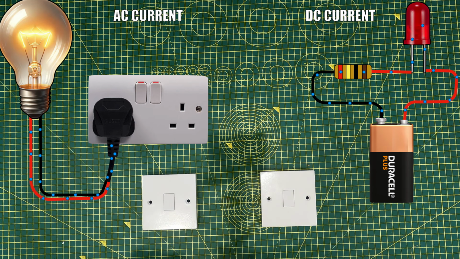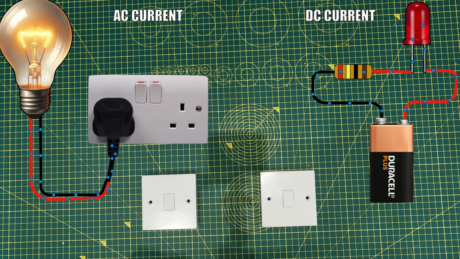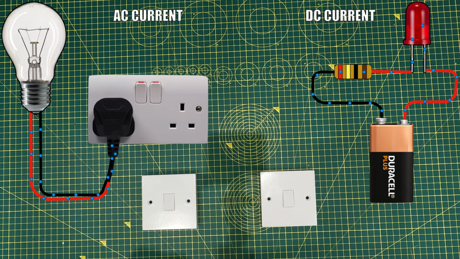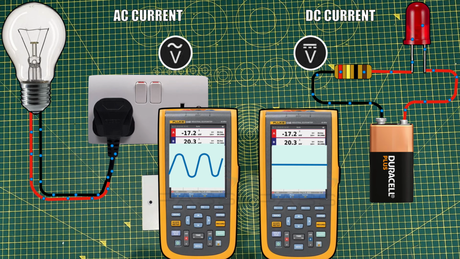Whereas AC current flows backwards and forwards multiple times a second, as shown on the left hand side of the screen. Here in the UK that's 50 times a second, over in the US it's 60 times a second, and the frequency is abbreviated in Hertz. And so if we take a look at these two oscilloscopes, the oscilloscope on the left shows an AC waveform as it's measuring AC current, as indicated by the arrow, which is why we use the wavy line symbol on the multimeter.